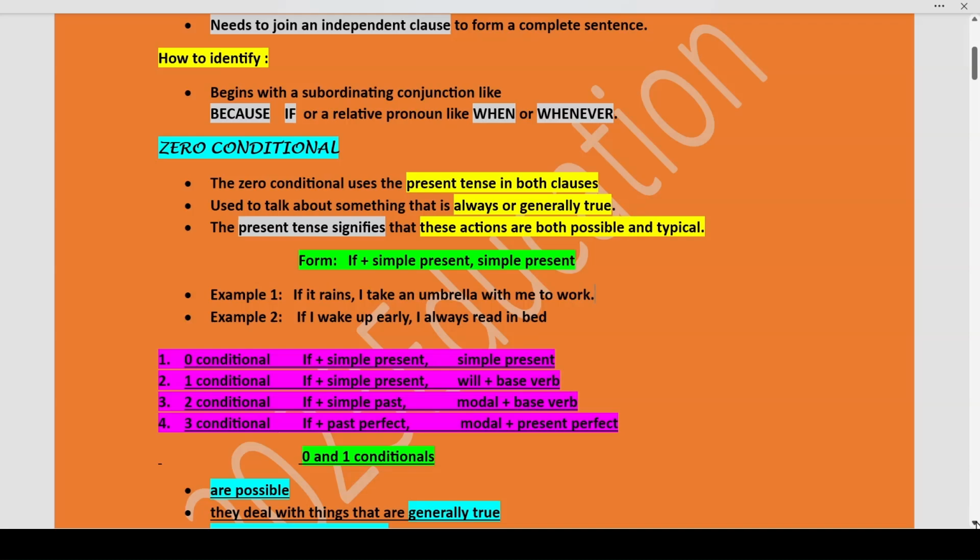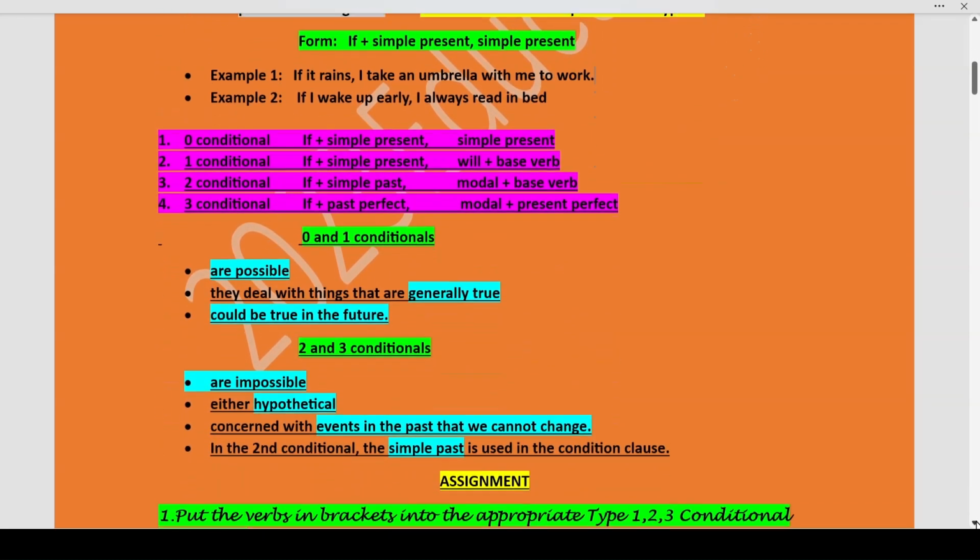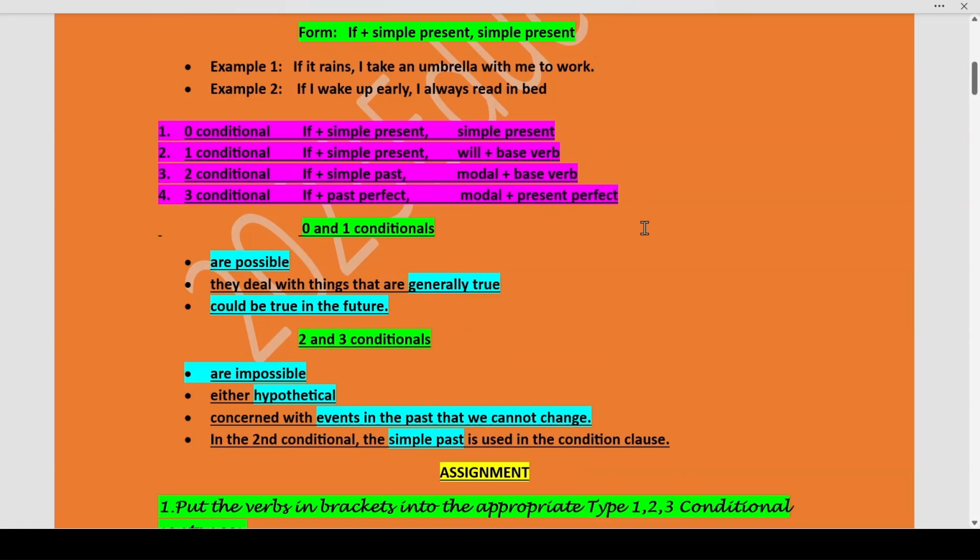Now, these four sentences which are highlighted in purple, you have to write on a piece of paper. According to these four conditions, the formats are based on type 1, type 2, type 3 and 0 conditional sentences. You will be given a sentence. Based on these four formats, you will try to identify the situation. Now, what is your 0 conditional? If plus simple present, followed by your simple present. First conditional is if plus simple present, followed by will plus base verb or root form of the verb.